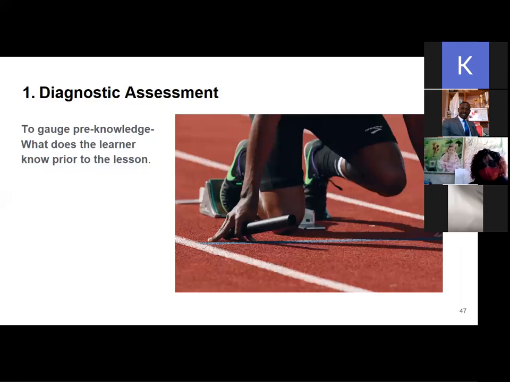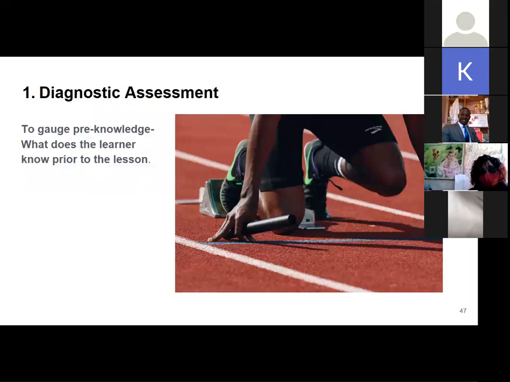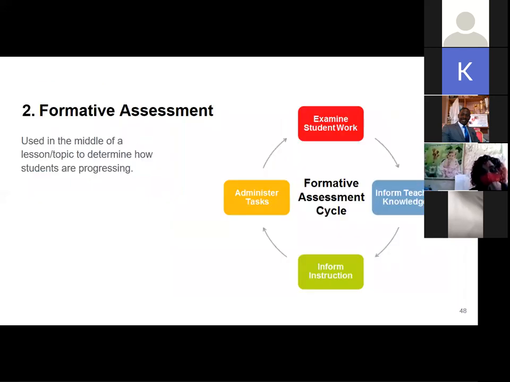We are all conversant with what we call individualized education programs. So this pretest can really help you develop IEPs for your learners with different needs who might not necessarily fit into the blanket classroom that you are trying to teach. And then we have the other assessment we refer to as the formative assessment.